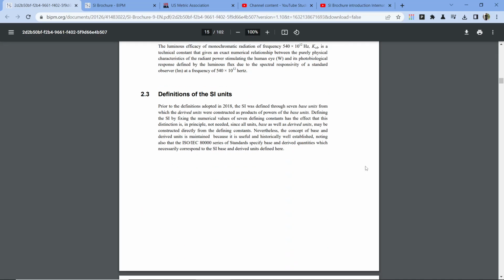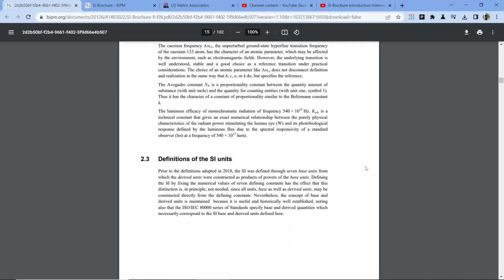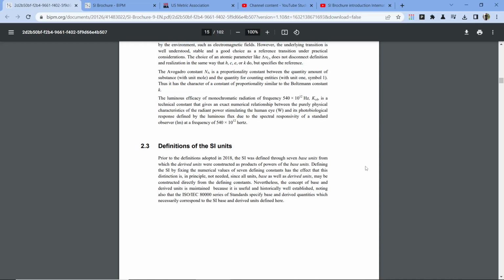Definitions of the SI units. Prior to the definitions adopted in 2018, the SI was defined through 7 base units from which the derived units were constructed as products of powers of the base units. Defining the SI by fixing the numerical values of 7 defining constants has the effect that this distinction is, in principle, not needed, since all units, base as well as derived units, may be constructed directly from the defining constants.